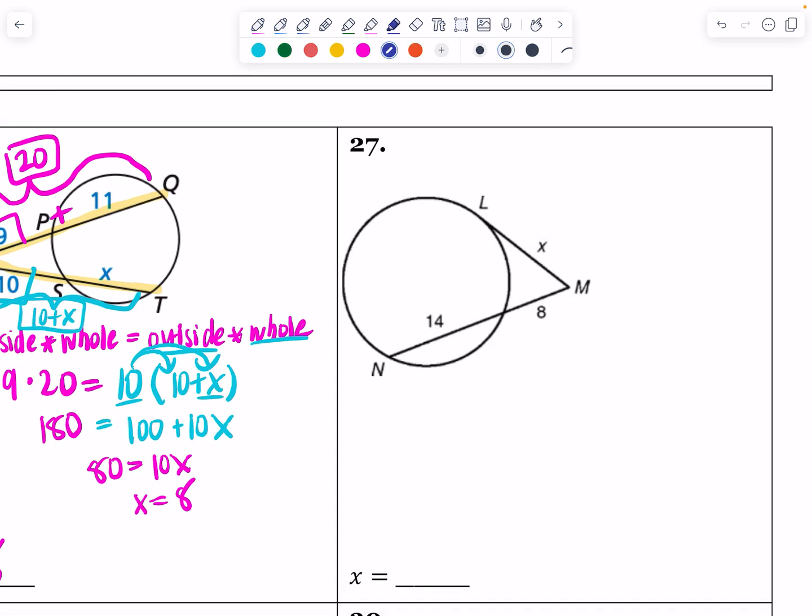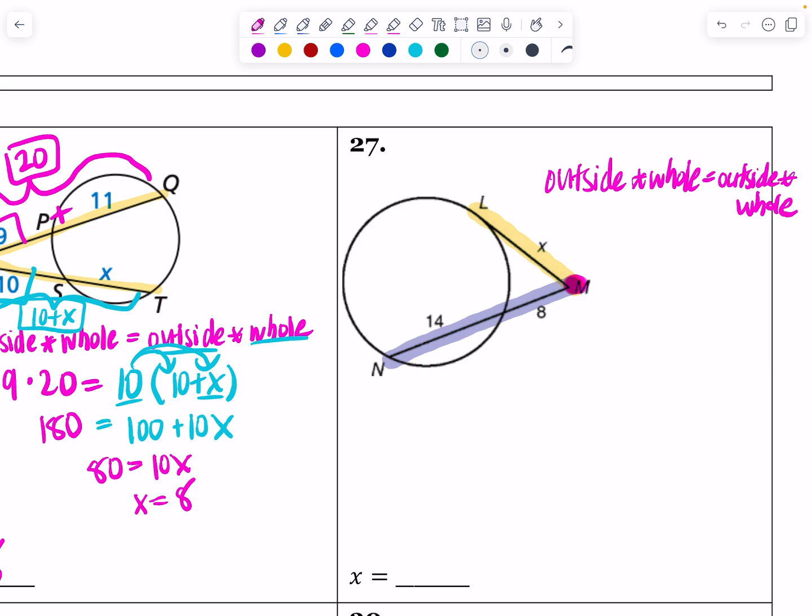All right, number 27. I have a secant line intersecting a tangent line. This appears to be different, but it's not. This is the same theorem: outside times whole equals outside times whole. The only thing that looks a little bit weird is that, let's break it down. What is the outside and the whole of this one? This is 8. So it's going to be 8 times that whole thing.